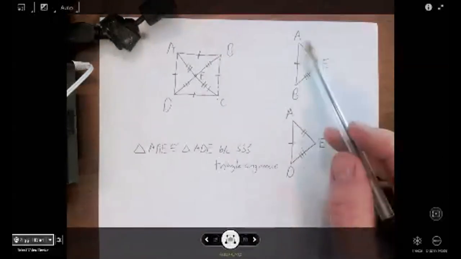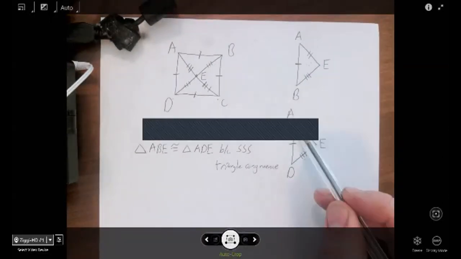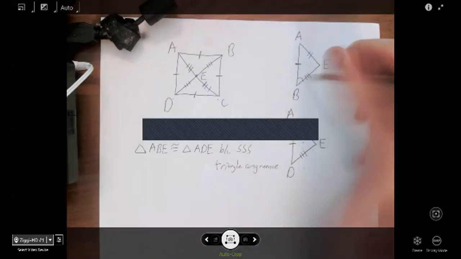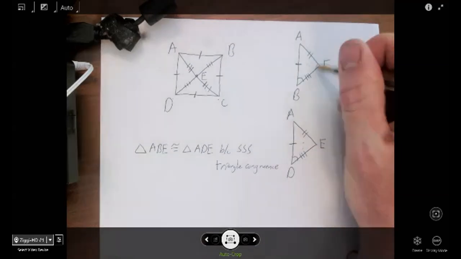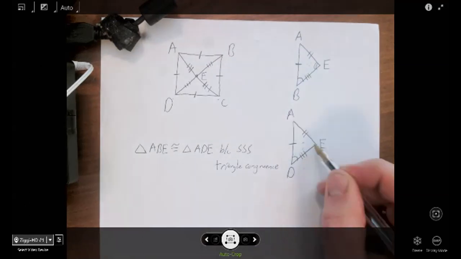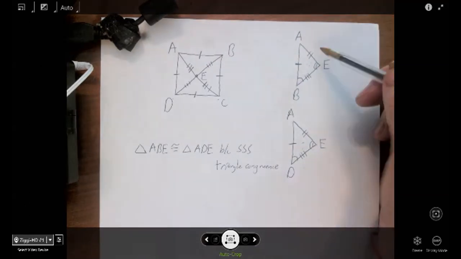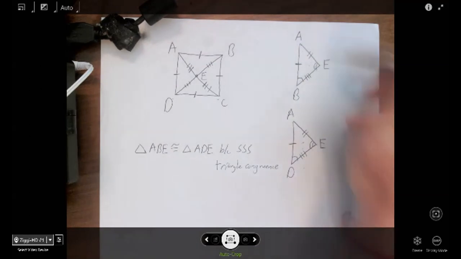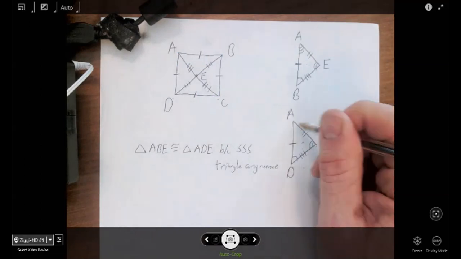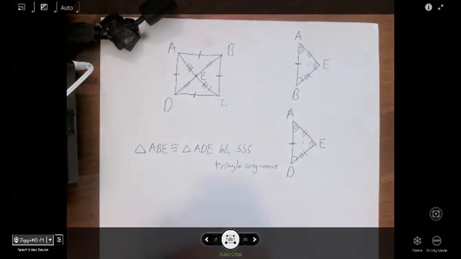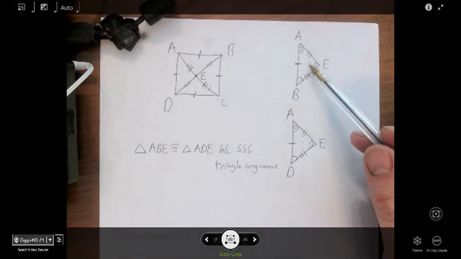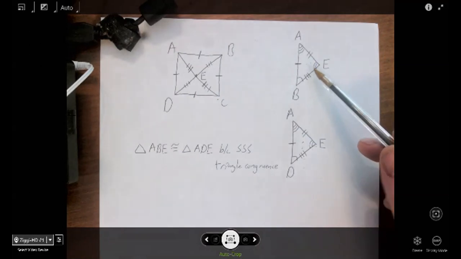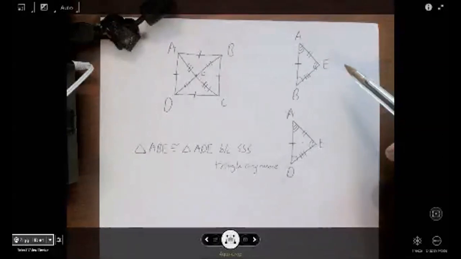In other words, angle ABE has to be congruent to angle ADE. Those angles have to be the same. Angle BEA has to be congruent to angle DEA. And then when you look at the top, angle BAE has to be congruent to angle DAE. So the reason is these 2 triangles, if they're congruent, are matching clones of each other, right? Every part of the triangles that match up has to be the same.